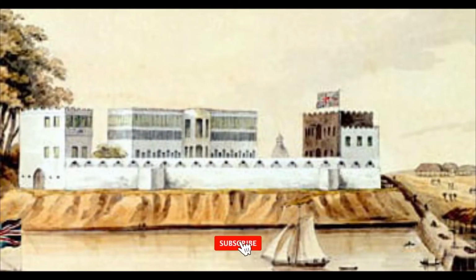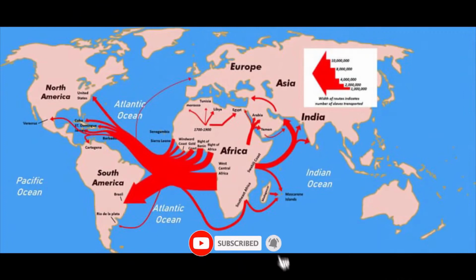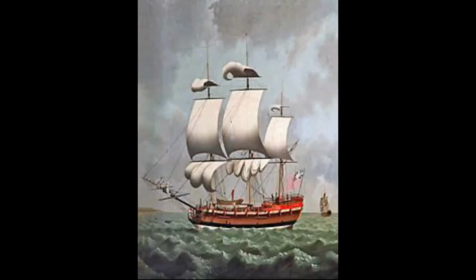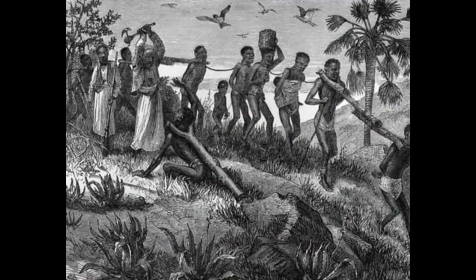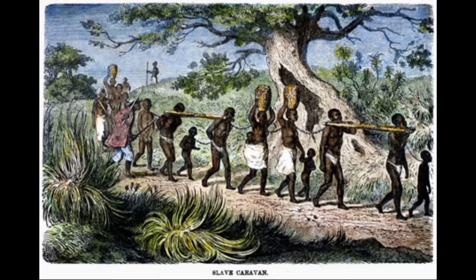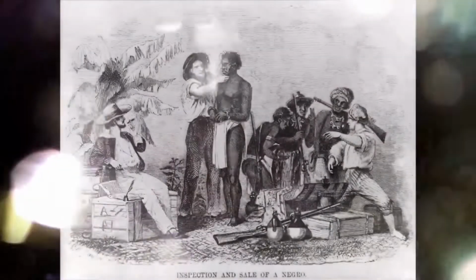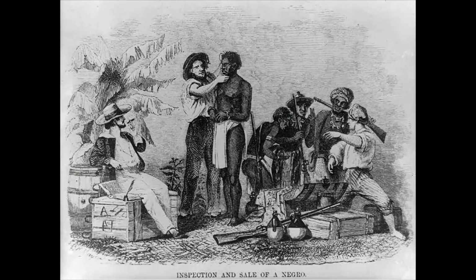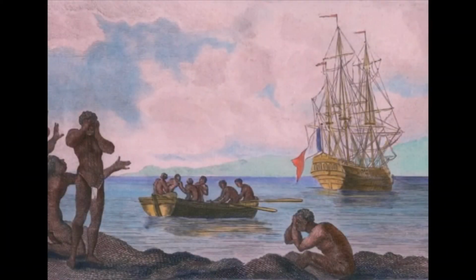This slave trade was practiced in a triangular form. The first is the shipment of manufactured goods like guns, ammunition, and alcohol from Europe down to Africa in exchange for African slaves. Second is the shipment of enslaved Africans across the Atlantic Ocean to the New World, America, while the third is the exportation of finished farm produce like sugarcane, cotton, and tobacco back to Europe.